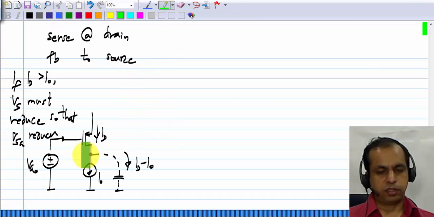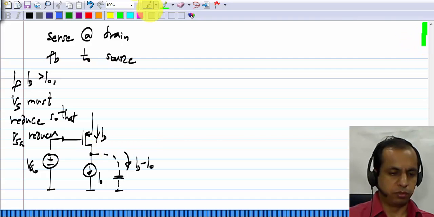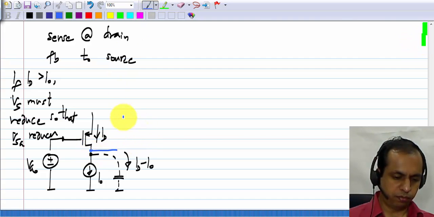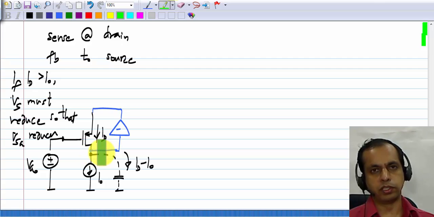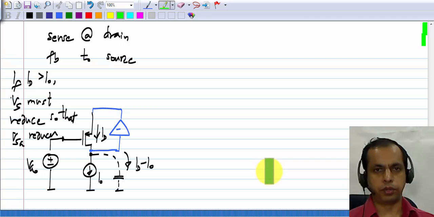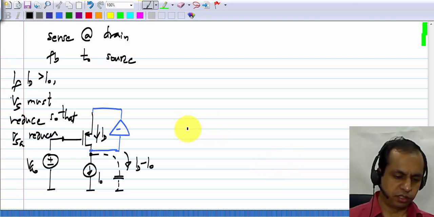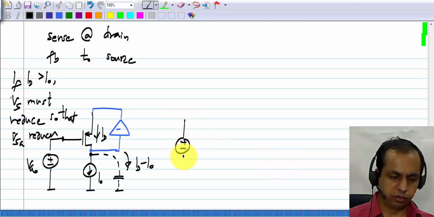So the sense of variation we want at the source is opposite to what we have at the drain, exactly as in the NMOS case. So we need a negative incremental gain between the two. That is, if the drain voltage increases, the source voltage must reduce. Okay. And a possibility is to use an op amp. There are many things that you can use, but we can use an op amp.